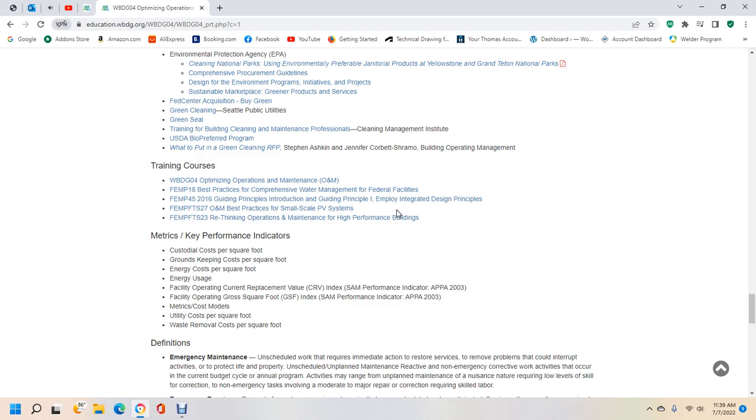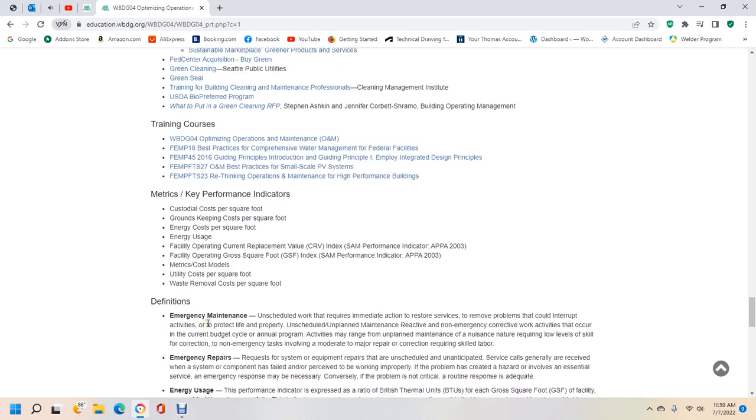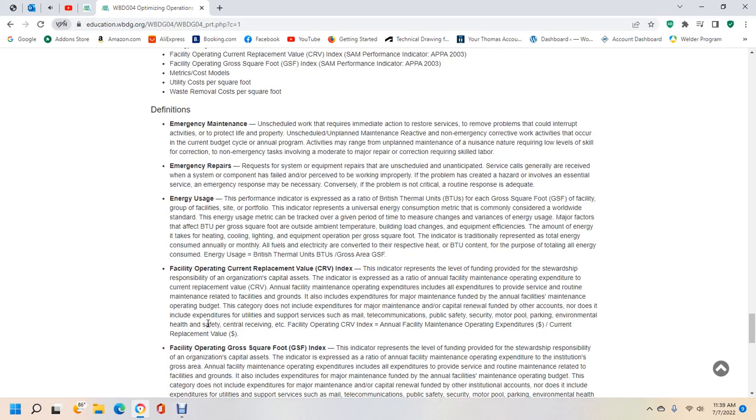Your metric key performance indicators: cost, custodial cost per square foot, groundskeeping cost per square foot, energy cost per square foot, energy use, facility operation, current replacement value index, and performance indicator, facility operating gross square foot index, metric cost, utility cost per square foot, and waste removal cost per square foot.